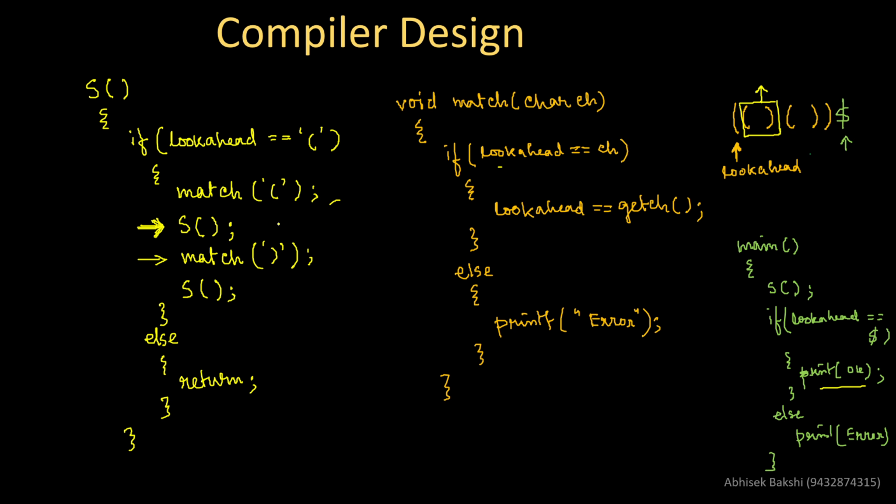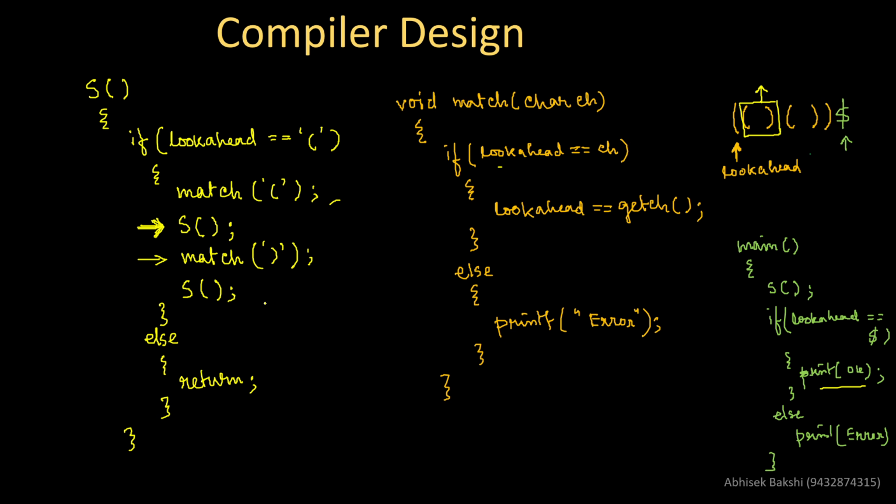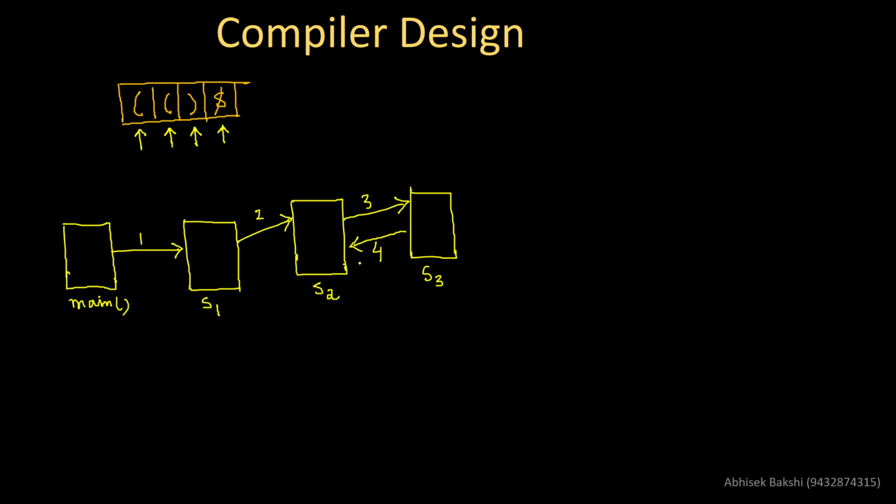As soon as match closing brace works, what will happen? The closing brace will get consumed and this pointer will be shifted towards the right, right? Fine. And then what will happen? After matching, another s gets called. That means from this current s2 function, where the matching was working lastly, another clone will get called, say for example the fourth clone. Fine. Let's call it again.